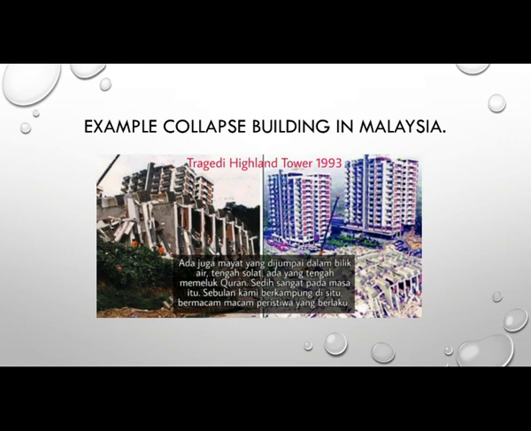So this is the example of a collapsed building in Malaysia in 1993, that is Highland Tower. There are a few factors that made this building collapse. The first one is maybe there is underground drainage under the building that makes the soil movement and underground erosion. The next one is maybe there is no retaining wall to support this building. That makes the building structure not solid and the building collapse.